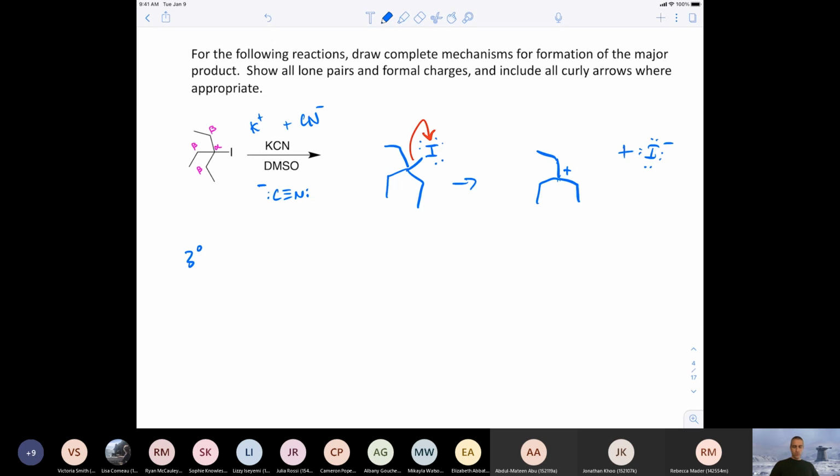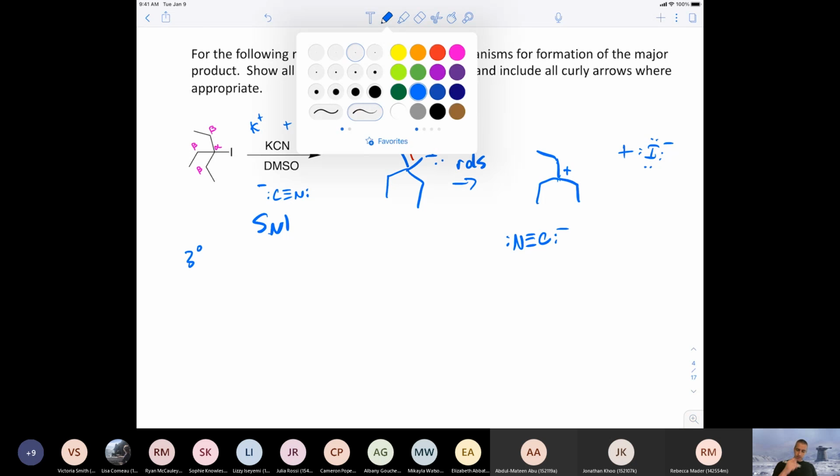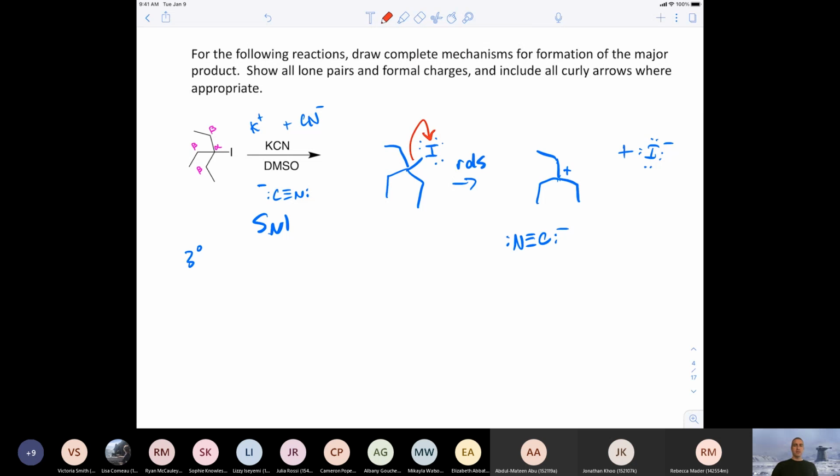If this was E1, a base would come in and remove a beta hydrogen, but it's not E1, it's SN1. And we don't have a base anyway here. Cyanide is a weak base, but it's a better nucleophile. Okay, so that's step 1, formation of the carbocation. That's the rate determining step. Formation of the cation is always going to be the rate determining step. And we have our cyanide. So this is like the empty parking space. The parking space is empty. And we can now do our attack. Right there.